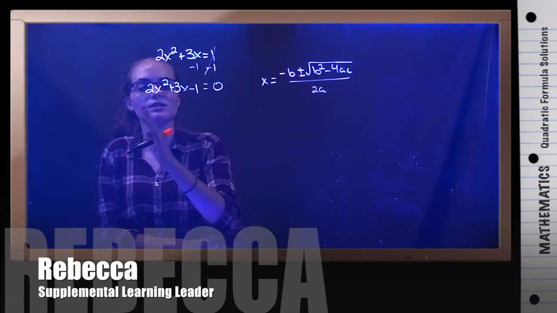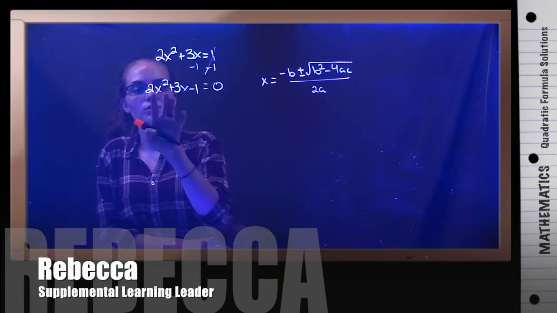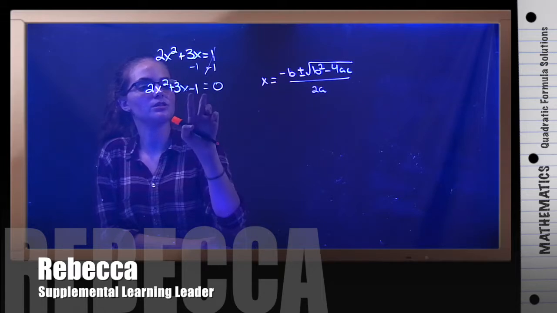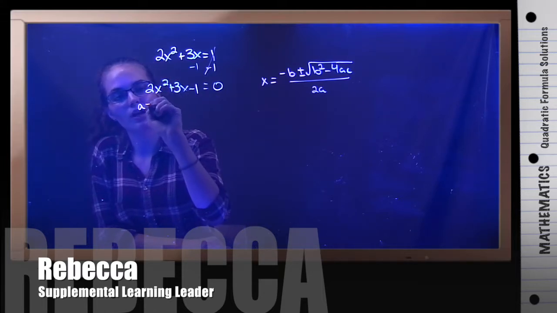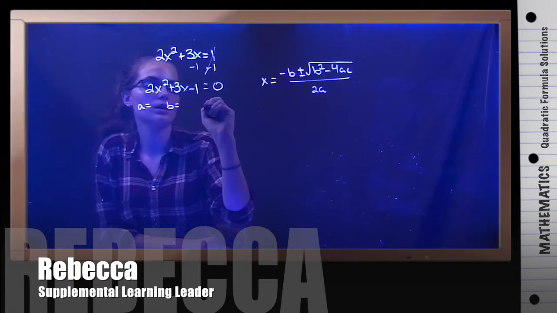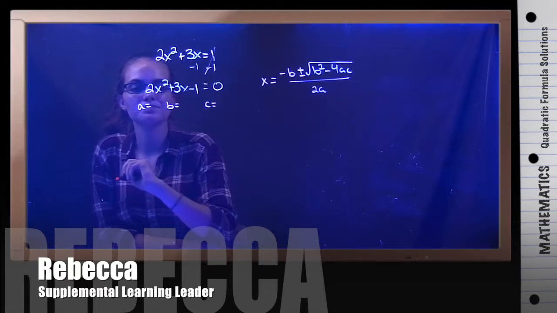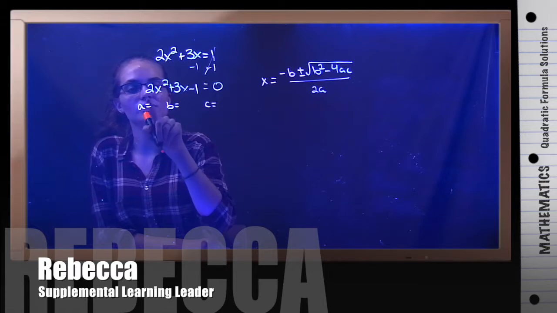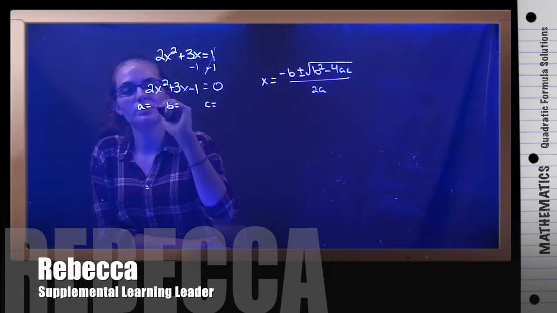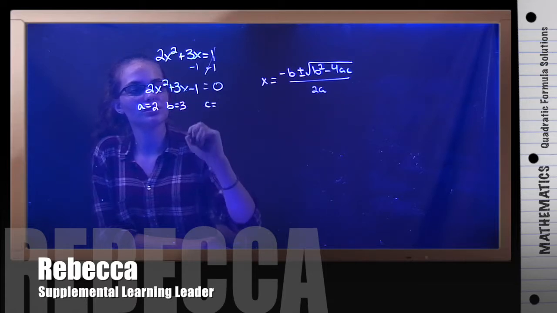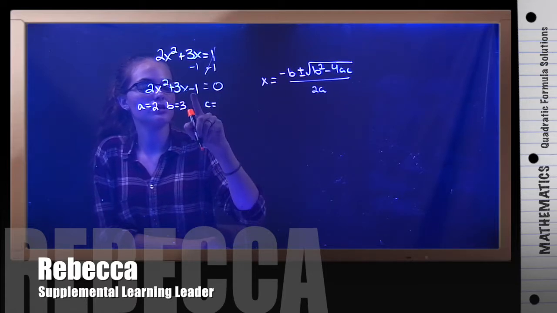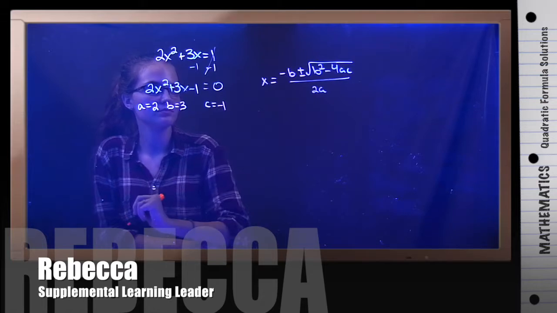Now we want to make sure it's in descending order. Our first term is x squared, our second term is x, and our third term is a constant, so it is in descending order. Now you want to figure out what a, b, and c actually are. So a is the coefficient in front of x squared, so that would be 2. B is the coefficient in front of x, which is 3. And c is our constant, which is negative 1.